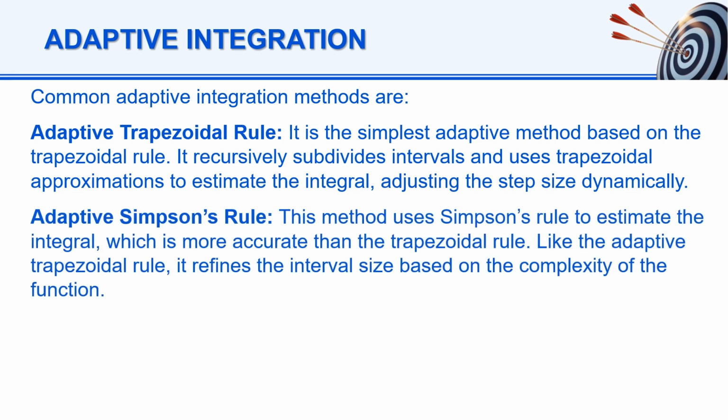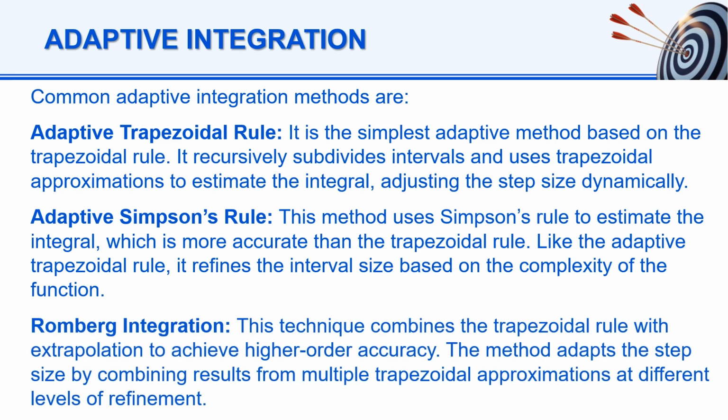Adaptive Simpson's rule. This method uses Simpson's rule to estimate the integral, which is more accurate than the trapezoidal rule. Like the adaptive trapezoidal rule, it refines the interval size based on the complexity of the function.